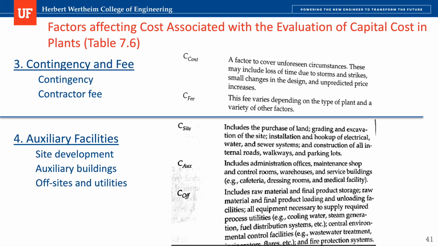Auxiliary facilities is another thing affecting the plant. Remember that I explained the battery limits before. So everything all the way to contingency and fees is included in what we call the total module cost. When we calculate the grassroots cost, now we are including facilities that serve the plant that is designed in the battery limit. So if you're designing a chemical plant that is going to be part of a complex that is already in place, probably the fourth factor may not be included in your calculation if you already have the site development, the auxiliary buildings, and the off-site utilities.